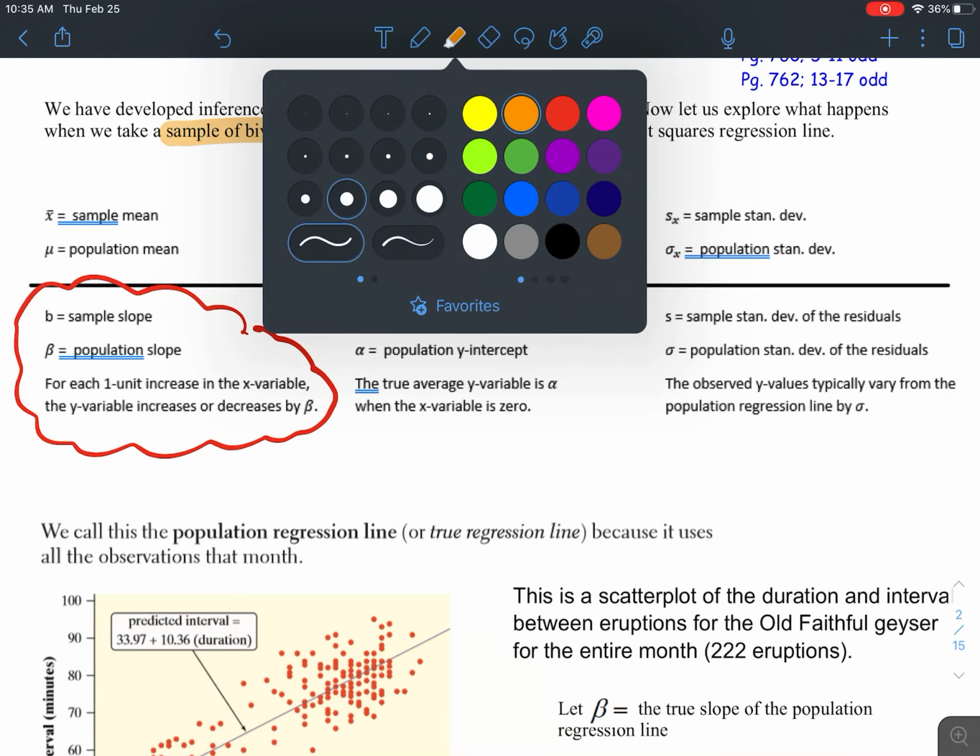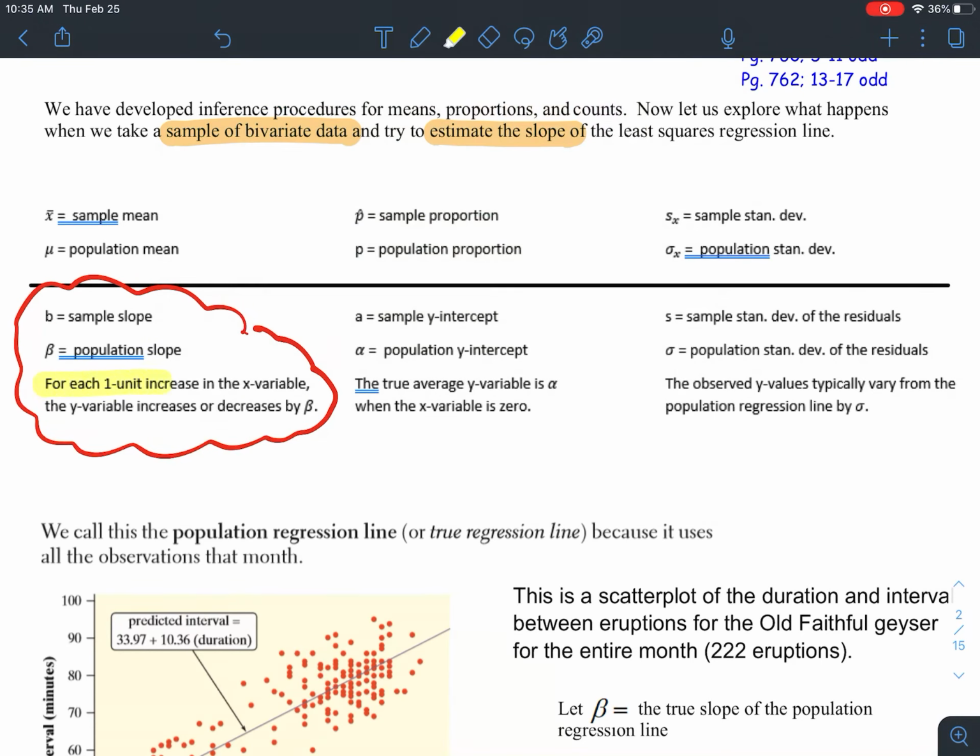Quick reminder here that when we interpret a slope, remember a slope is always a rate. It's rise over run. So our y is on top, our x is on the bottom. We always interpret it as for each 1 unit increase in our x variable, your y variable is either increasing or decreasing, depending on whether it's positive or negative, by whatever that value is.